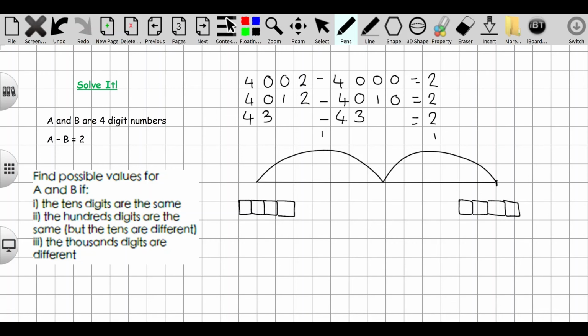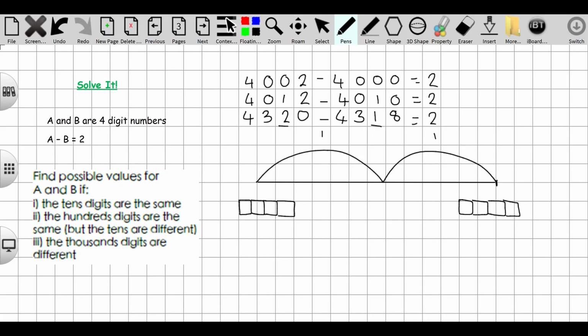Okay, but the tens are different. Okay, so what could I do to get the answer 2? If I was to go for 20 here, oh, that's not too tricky actually, is it? Subtract 2 from 20, well, I know I get 18. Does that work? Yes, it does, because actually my hundreds are the same, but my tens are different. That's really easy actually. It's not actually that complicated.